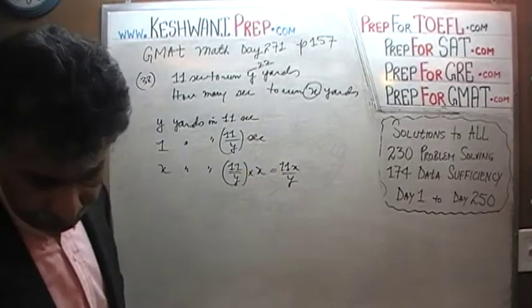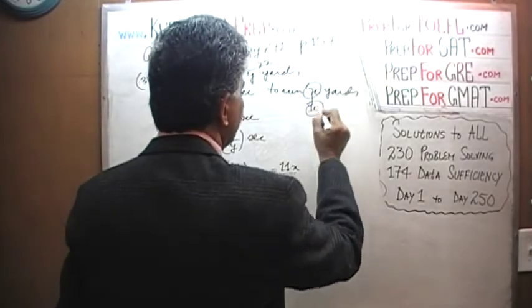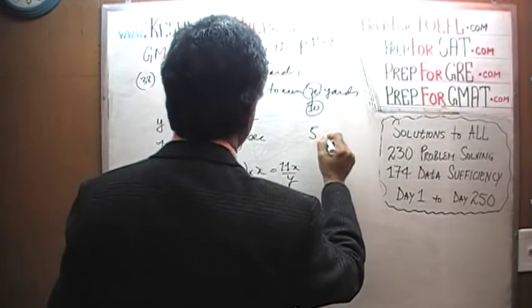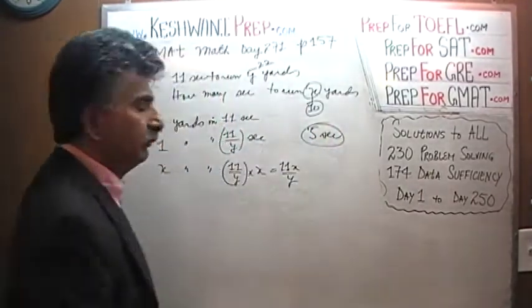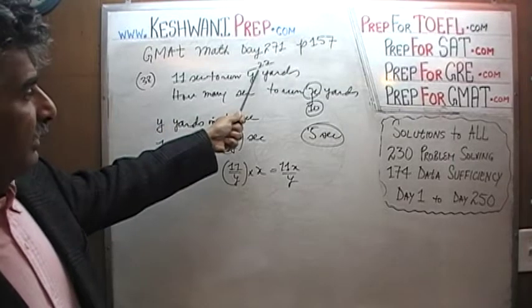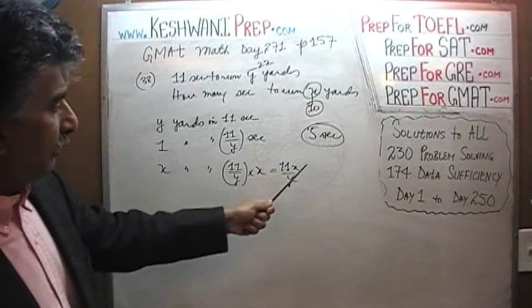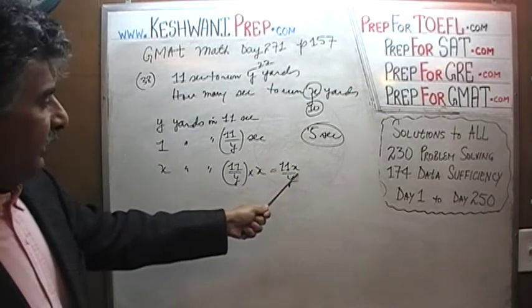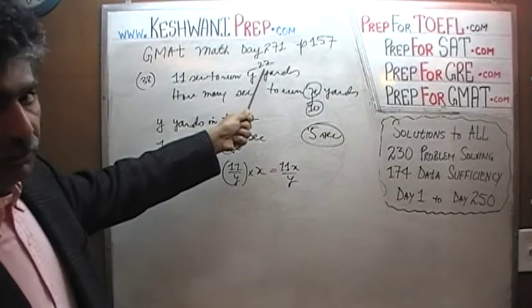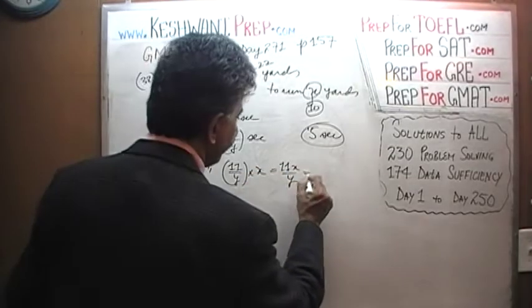Pick a number for x. Let's make it 10. If we plug in 10 here, then our final answer is 5 seconds, because we are taking 11 seconds to run 22 yards, which means half a second for a yard, which means 10 yards should take 5 seconds. That's our final answer. Now all we have to do is go to the answer choices, and wherever we see x, we replace it with 10. Wherever we see y, we replace it with 22, until we find the answer that we're looking for, which is 5.